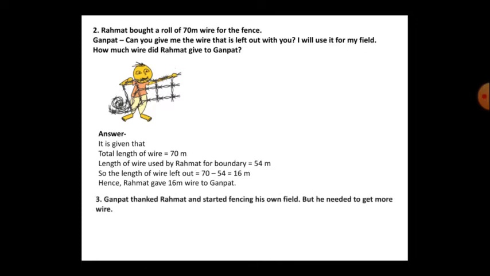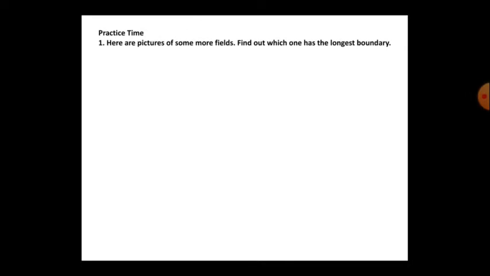Ganap thanked Rahmat and started fencing his own field, but he needed more wire. See, Ganap still needs more wire; 16 meter is not sufficient. So what did he do? How long is the boundary of Ganap's field? He needs to find the length of his field's boundary. Now, how much more wire will Ganap need for his field?